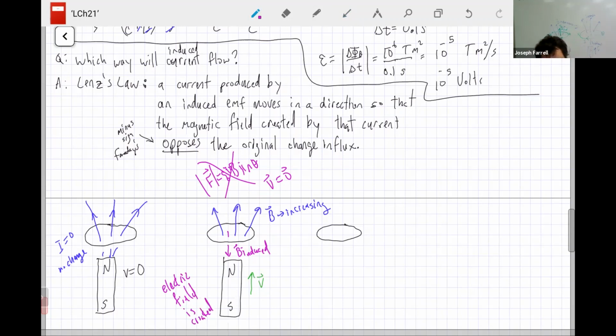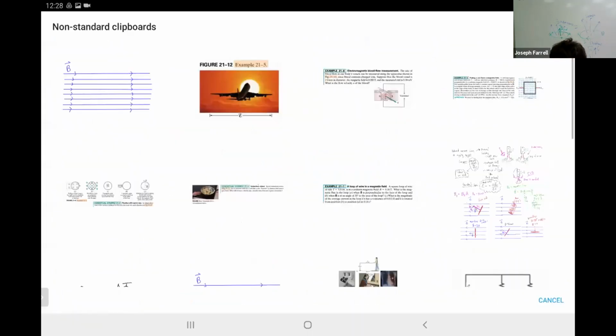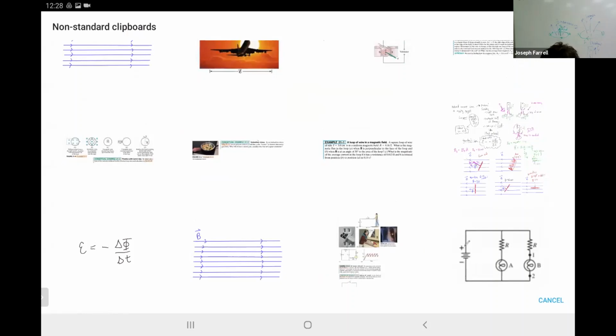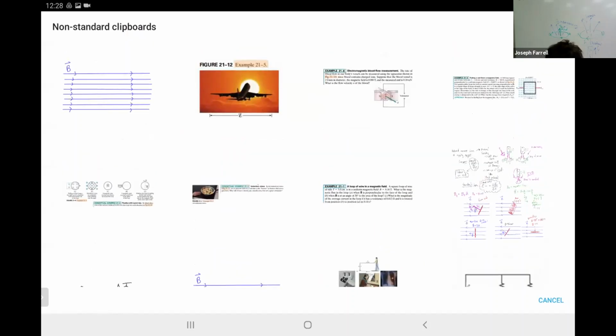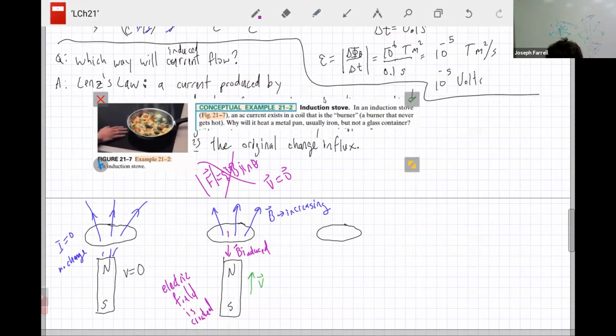Although there are different ways to get changes in flux, so not all of them involve an induced electric field. That's actually the craziest thing we're going to talk about in this section. Let's see here. All right. So here's something that I thought was kind of cool from the textbook.